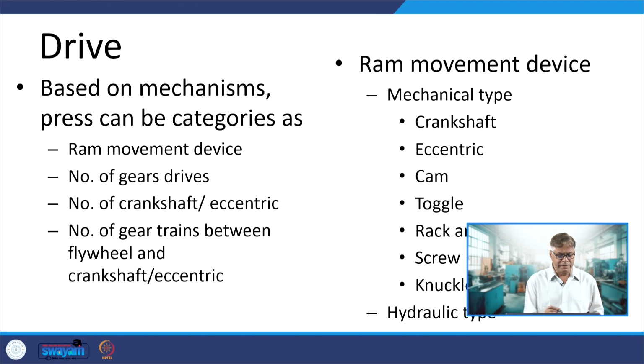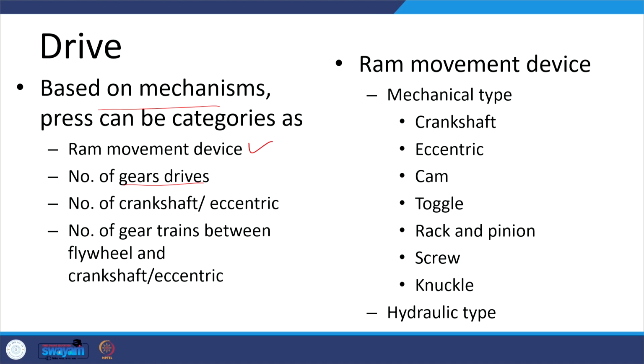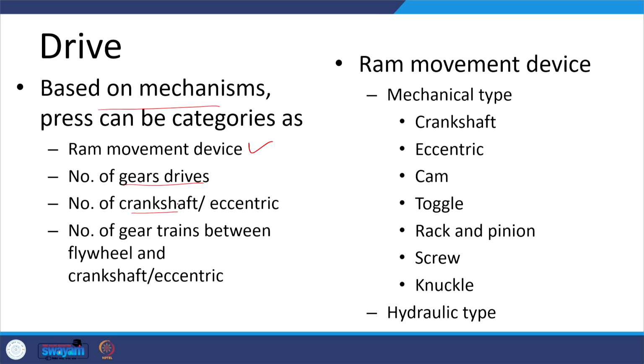As far as the drive mechanism is concerned, the classification of the press is based on the ram movement device, like how the ram movement is realized, whether it is hydraulic or mechanical, and the type of mechanism being used for converting the rotary motion into the reciprocating motion. Then the number of gear drives, like whether it is free from any kind of gear drive, or it has a single gear drive or double. And then the number of crankshafts, like one crank, two crankshafts, or one eccentric, two eccentrics, like that.